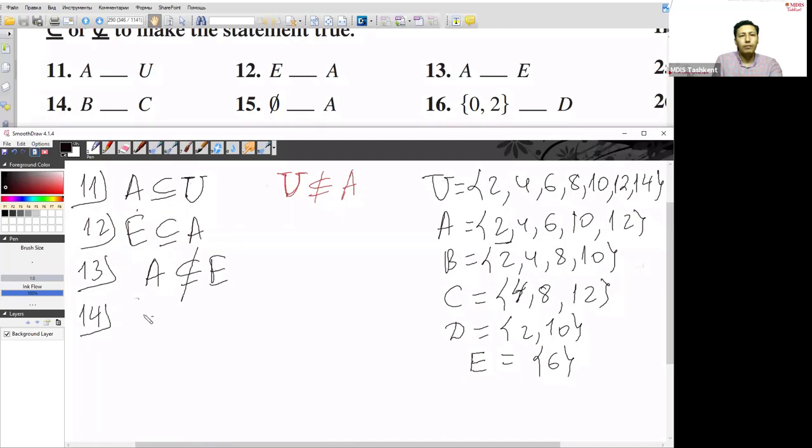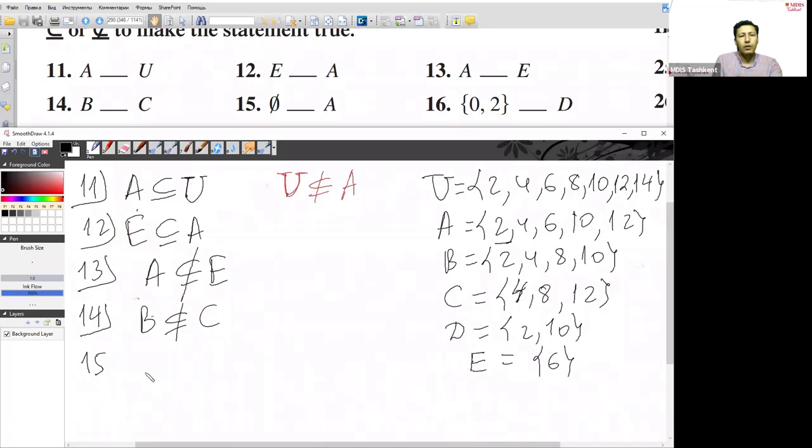14. B with C. Is it a subset? Now on the left we have B, so we take elements of B and compare them with C. 2: do we have 2 in C? We don't have 2. Okay, therefore it is not a subset.